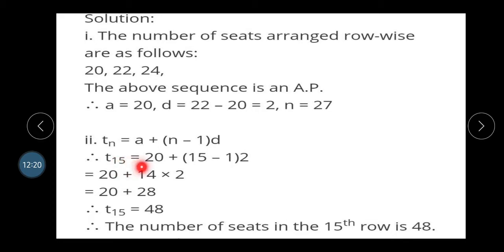Substituting the values, T15 is equal to 20 plus 15 minus 1 times 2. So 15 minus 1 we will get 14. So 20 plus 14 into 2. 14 into 2, 28. Adding both, that is 28 plus 20, we will get 48. Therefore, the number of seats in 15th row is 48.